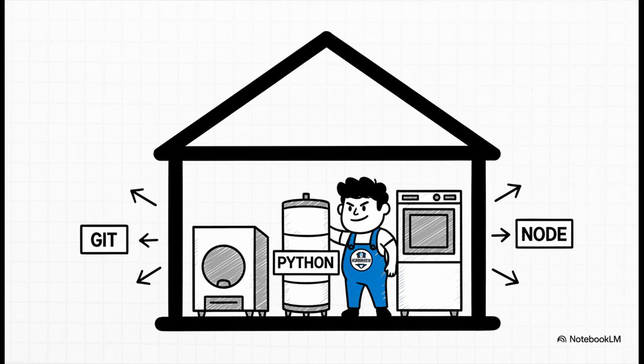The easiest way to think about it is, it's the app store for developers. It's the company you call to install the big, heavy-duty appliances for your whole house, things you want available everywhere, like the Python language itself, or Node, or Git. It handles your system-level tools.